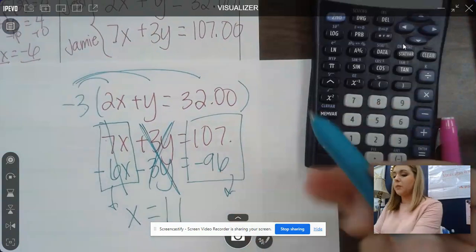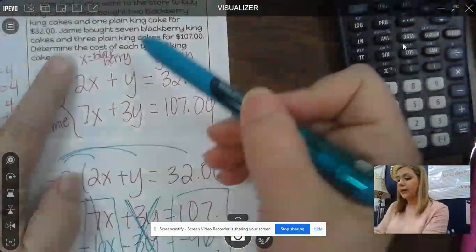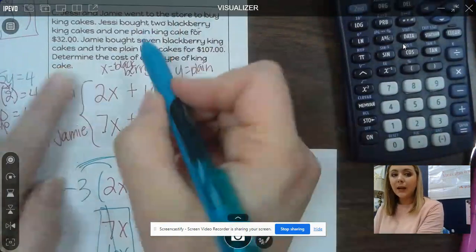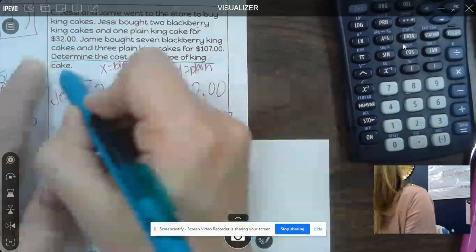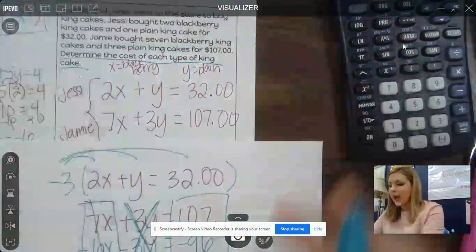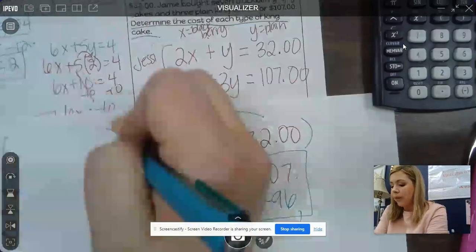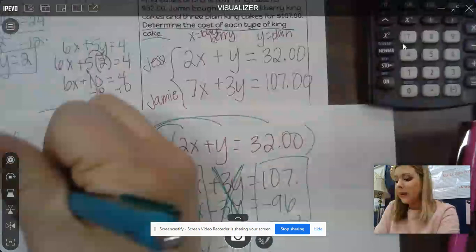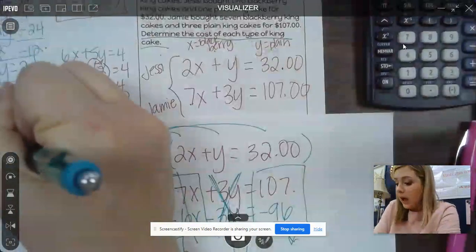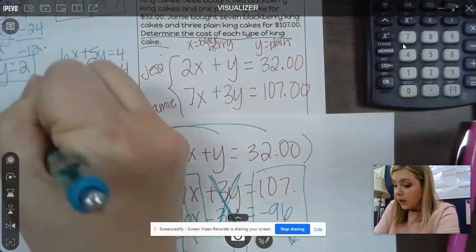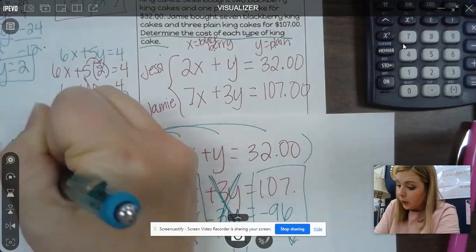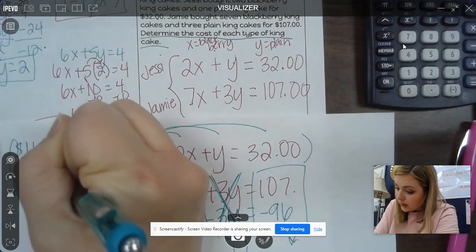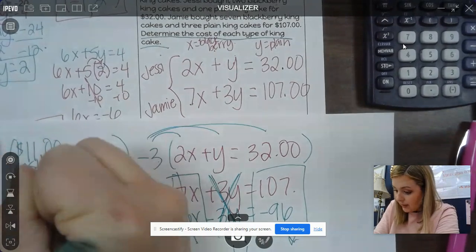And let's go back to the big picture here. We solved for x and we found out what x was. In this case, x was blackberries, and we were determining the cost of each type of king cake. So if we did that and we still have a goal box, even though it's a word problem, and I'll zoom out a little bit, then that means that x is going to be $11, which is the cost per blackberry king cake.